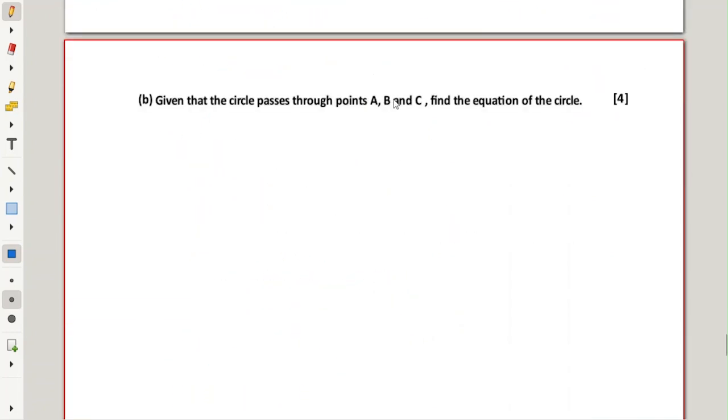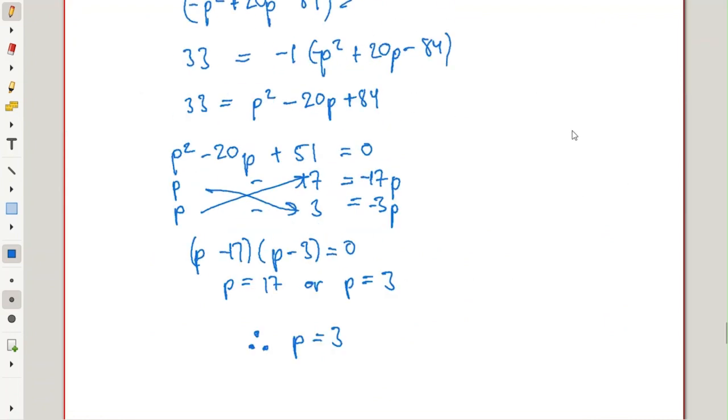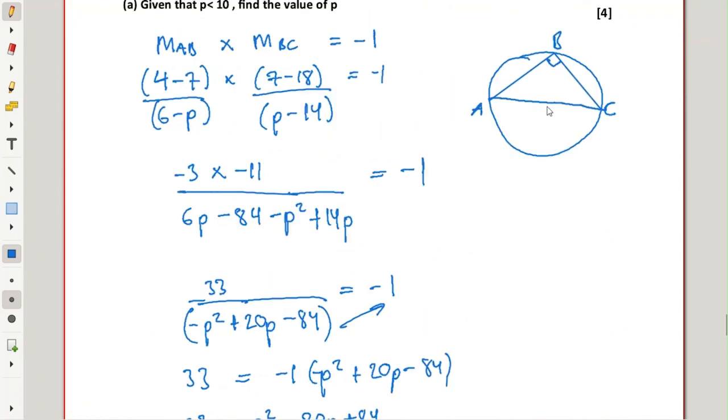Given that the circle passes through ABC, find the equation of the circle. So that's the follow-up. They want us to find the equation of the circle.